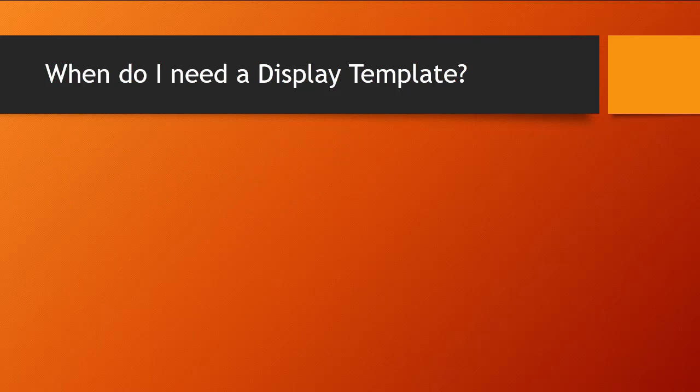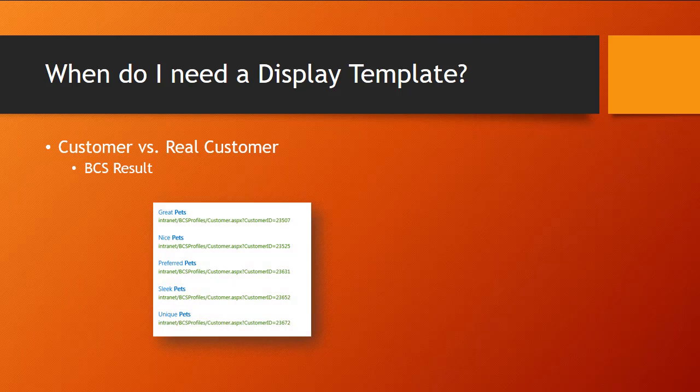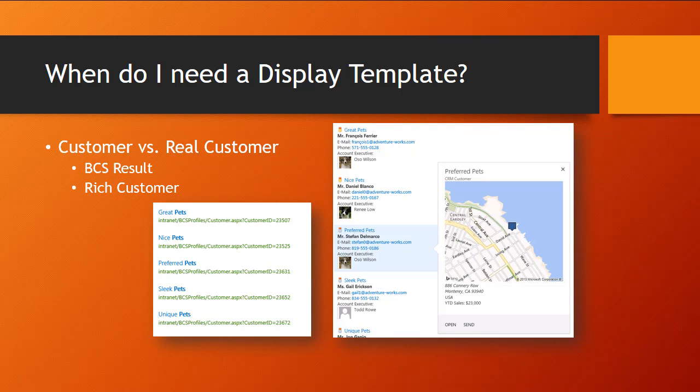So some examples. I have a customer database that I'm crawling with BCS, and this is what the results look like out of the box. I think they look pretty, well, vanilla. I think this looks much better. I call this my rich customer, but essentially what I'm doing is I'm using all of the metadata that I have associated with that customer. I'm rendering a beautiful result, but I'm also showing the hover cards with the map to the location of that particular customer.